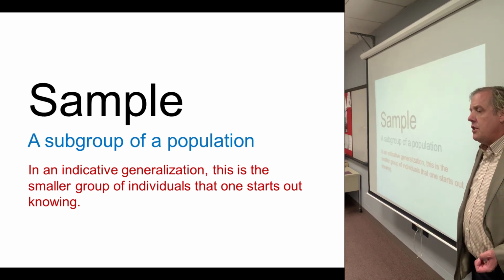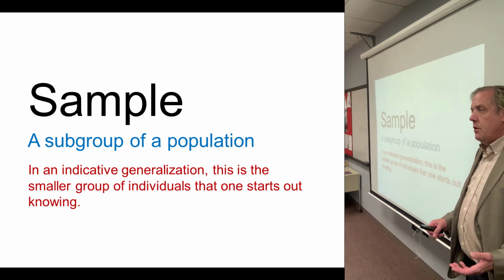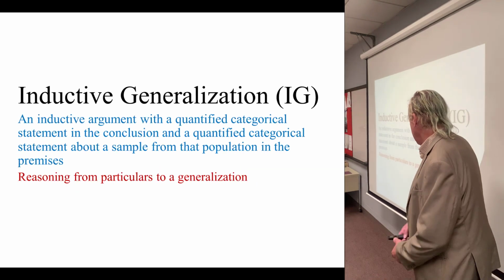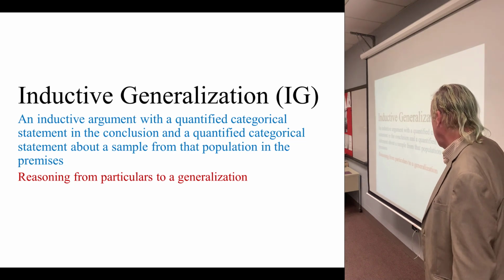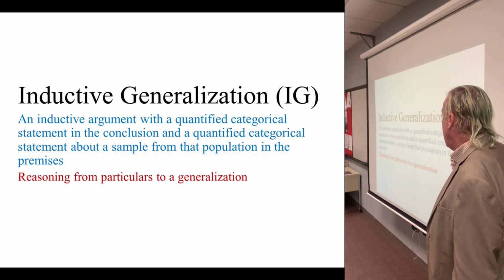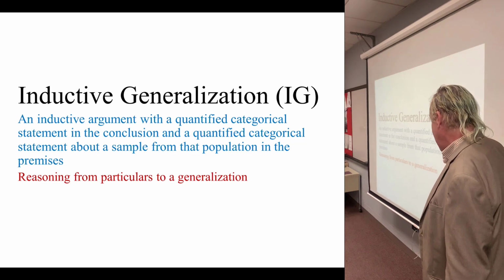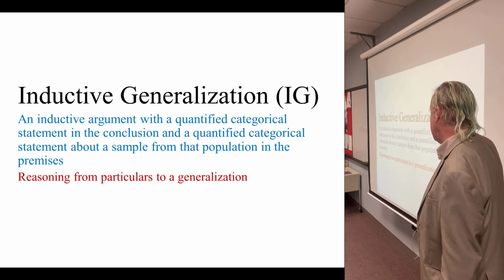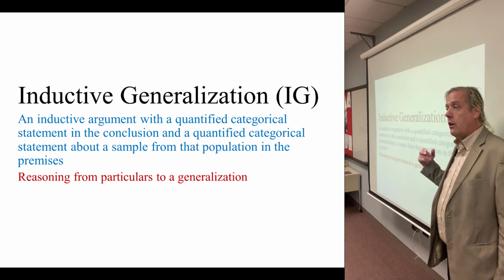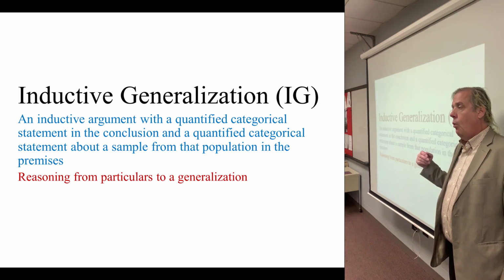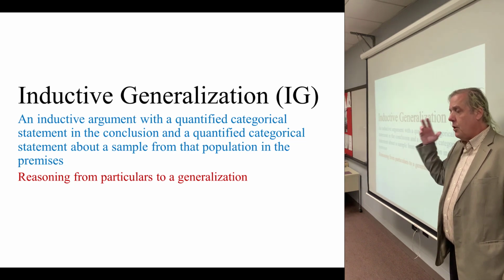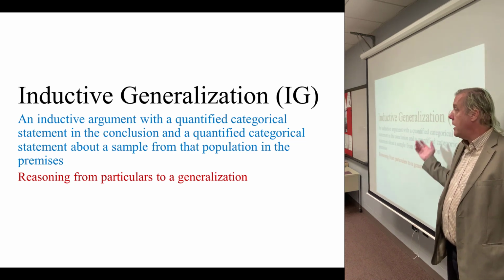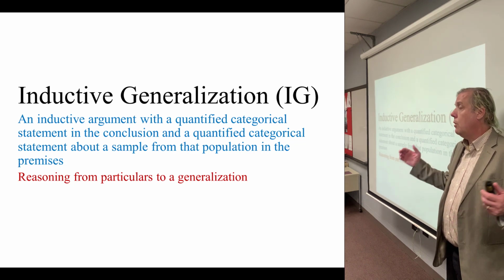So generalizations move from samples to populations, right? So an inductive generalization, we can define it as an inductive argument with a quantified categorical statement in the conclusion and a quantified categorical statement about a sample of that population in the premises. So there are two quantified categorical statements often. One's in the premises and one's in the conclusion. The one that is about the bigger category, if that's in the conclusion, you're making a generalization because you're moving from a sample to a larger category.